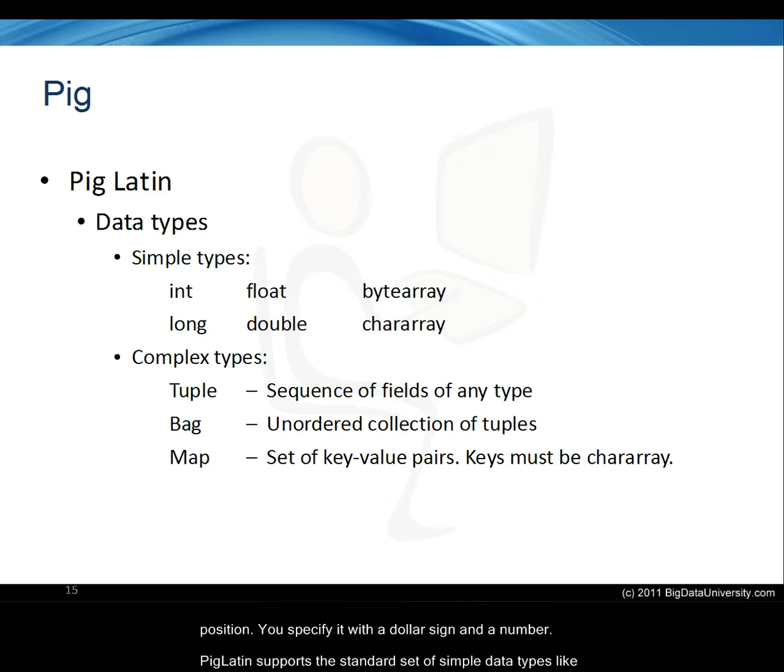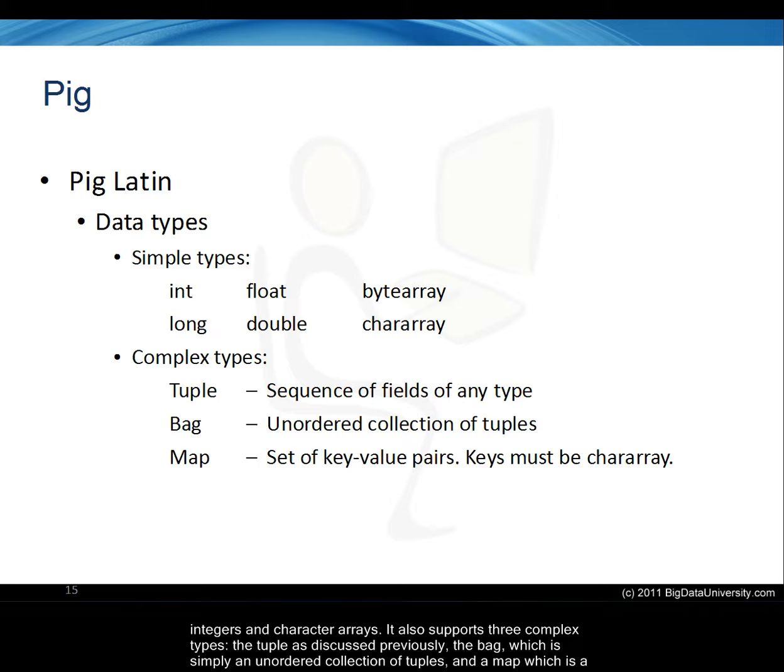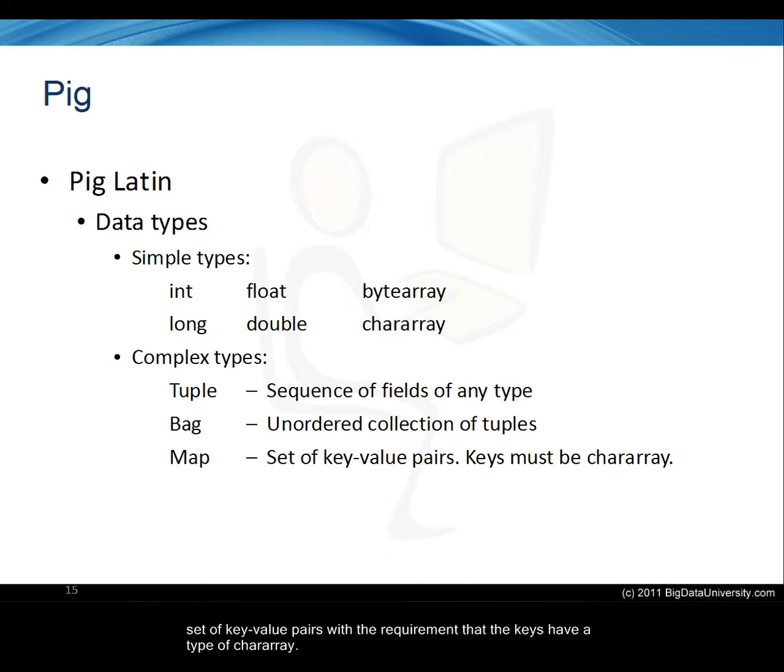Pig Latin supports the standard set of simple data types, like integers and character arrays. It also supports three complex types: the tuple, as discussed previously, the bag, which is simply an unordered collection of tuples, and a map, which is a set of key-value pairs with the requirement that the keys have a type of char array.